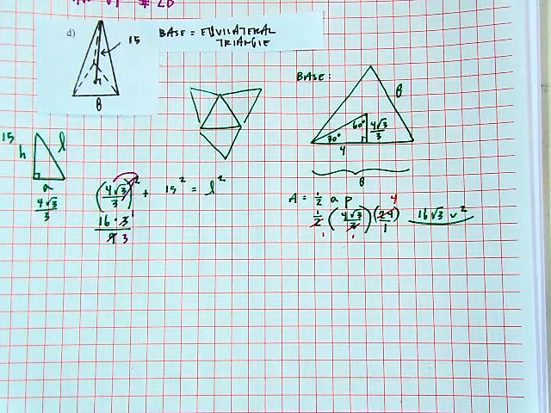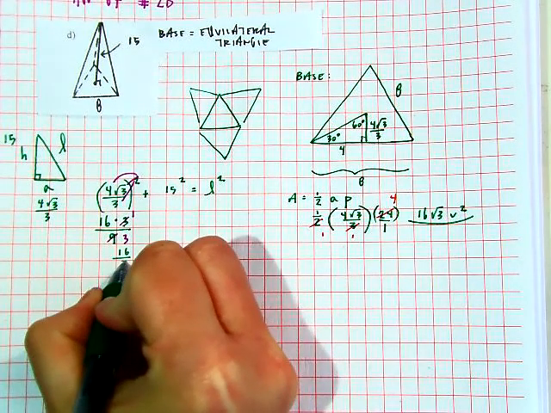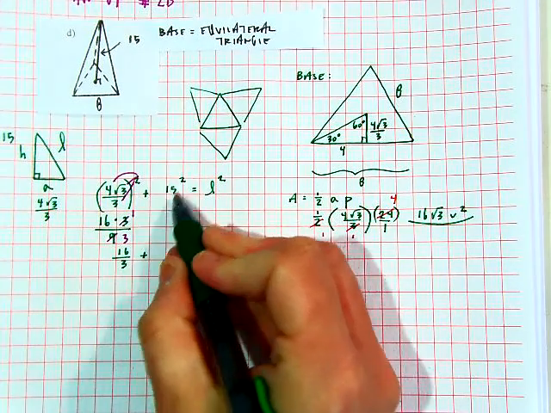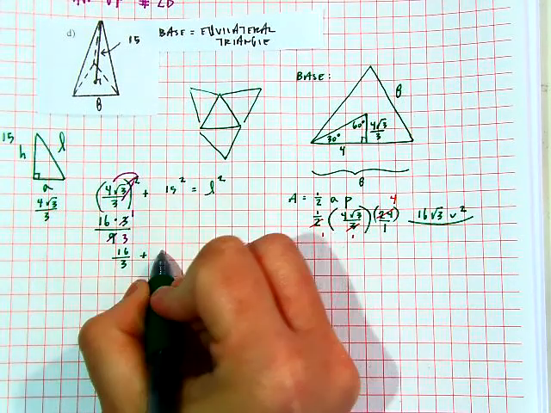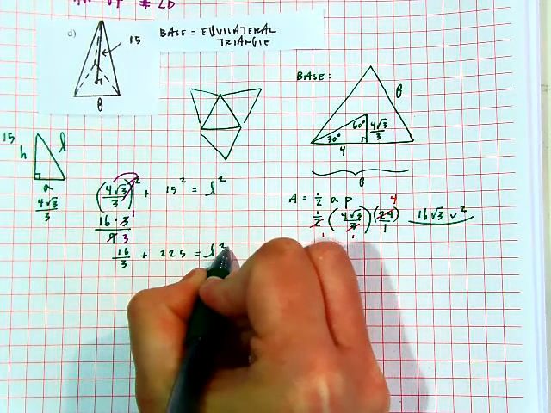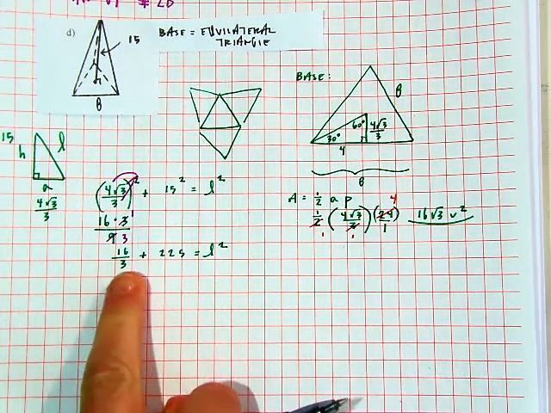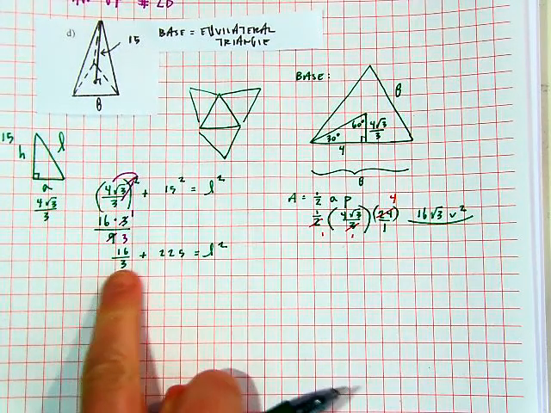So I can reduce that down to 16/3. So I have 16/3 plus 15 squared, which would be 225, is equal to the slant height squared. So what's sneaky about this one then is that in order to combine these, I need a common denominator.